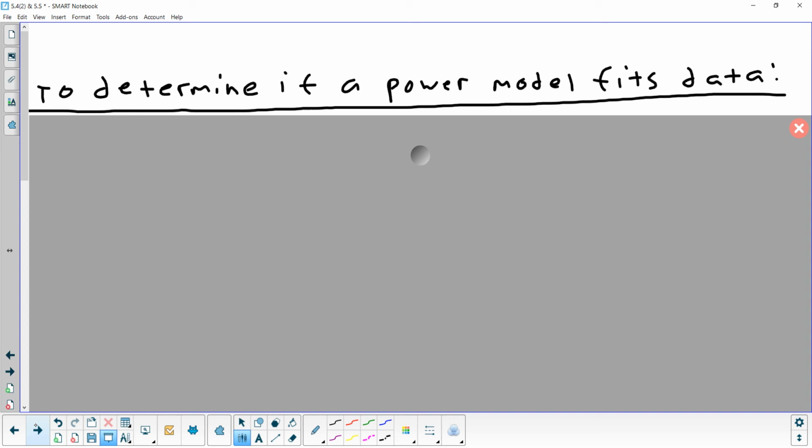Okay, so how do we determine if a power model fits data? Not everything is a power model. Some things are, some things aren't.